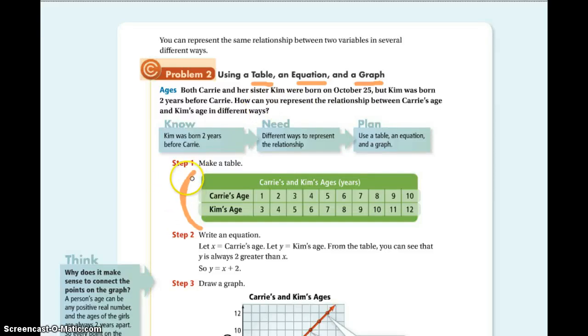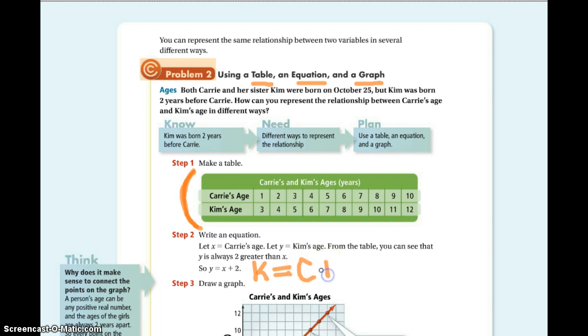So the first part here is just showing you that we can organize some of this information into a table. So if Carrie was 1, that means Kim would be 3. If Carrie was 2, Kim would be 4. If Carrie was 3, Kim would be 5, and so on and so on. So now when I translate that, I could say, you know what? Kim's age is 2 years more than Carrie. Well, when I take that phrase and translate it into the equation, that would come out to Kim's age is 2 years more than Carrie's.